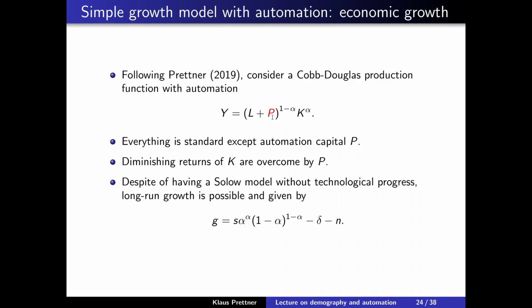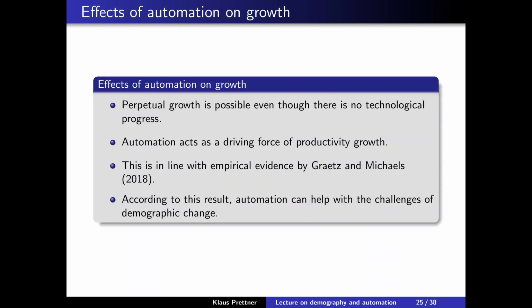So if you invest more, then of course you accumulate more automation capital and traditional physical capital, which would allow you to grow faster because you don't have diminishing returns to capital accumulation anymore. And at the same time, everything that slows down capital accumulation, the depreciation rate or capital dilution due to population growth, decreases long-run economic growth. So the crucial point is we have now an additional force for economic growth apart from technological progress, and that is automation. So the result is that perpetual growth becomes possible, even though there is no technological progress, so that automation acts as one driving force of productivity growth.